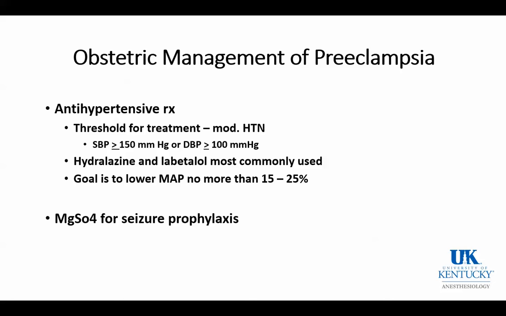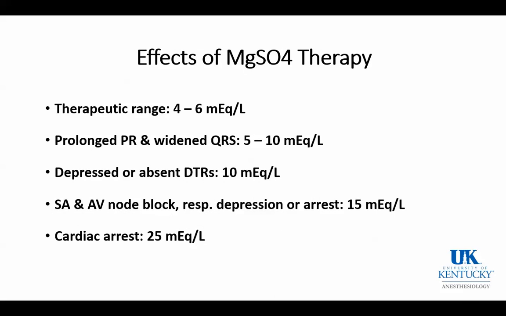Another important part of the obstetric management of preeclampsia is magnesium sulfate therapy. For preeclampsia, this is used for seizure prophylaxis. It can cause some transient vasodilation and transient decrease in blood pressure, but it should not be looked upon as an antihypertensive. It is given solely for seizure prophylaxis, and in the setting of a preterm fetus, they will also give it for neuroprotection for the fetus.